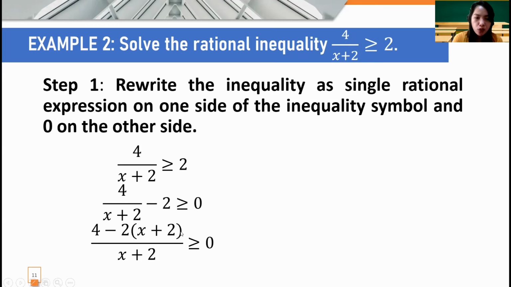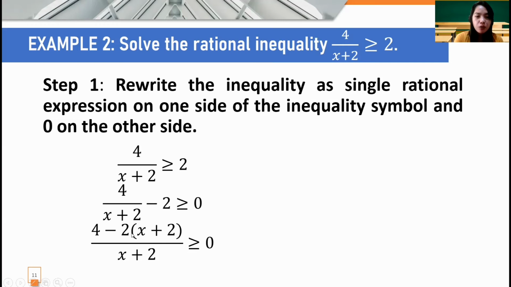times x plus 2. Since ang denominator ng 2 ay 1, x plus 2 divided by 1, that is x plus 2, then x plus 2 will be multiplied to 2. So, yun, nilagay na natin yung x plus 2 dito, greater than or equal to 0. So this is now the resulting inequality.